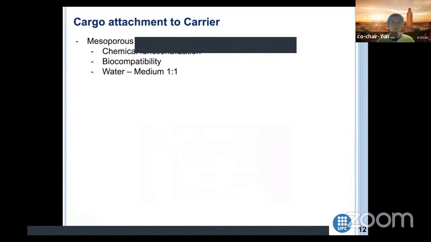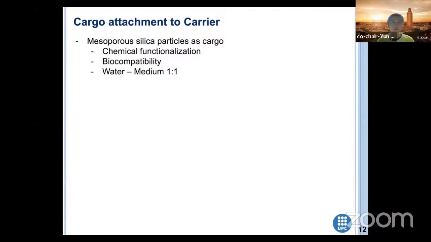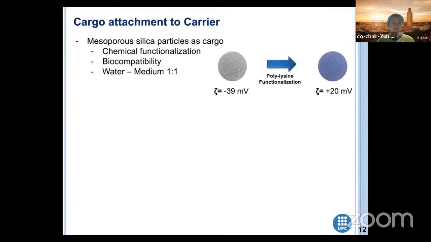Then, polylysine was used to functionalize mesoporous silica particles. These particles were chosen because you can easily functionalize them with different chemical strategies. They are biocompatible, and they can be loaded with further actives. The effective functionalization of the mesoporous silica particles was evaluated as well, with the difference in zeta potential before and after the functionalization, changing from minus 39 millivolts to plus 20 millivolts.